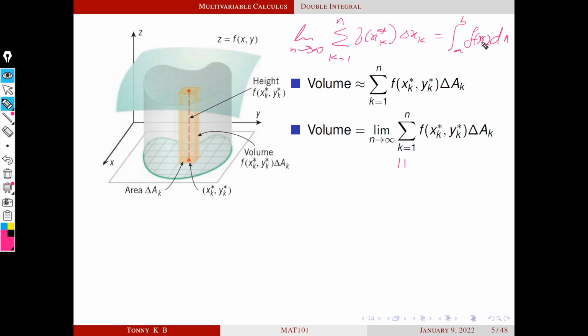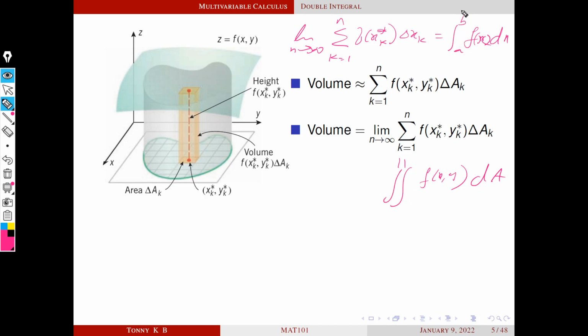Here, instead of f of x, it is clear that our function is f of x y. And here, instead of delta xk, it is dx. So here, delta Ak becomes dA. And what about here? It is clear that here the domain contains two variables. Domain depends on two variables x and y. So that's why we use a double integration. Okay, double integration. In this case, the region is a to b.